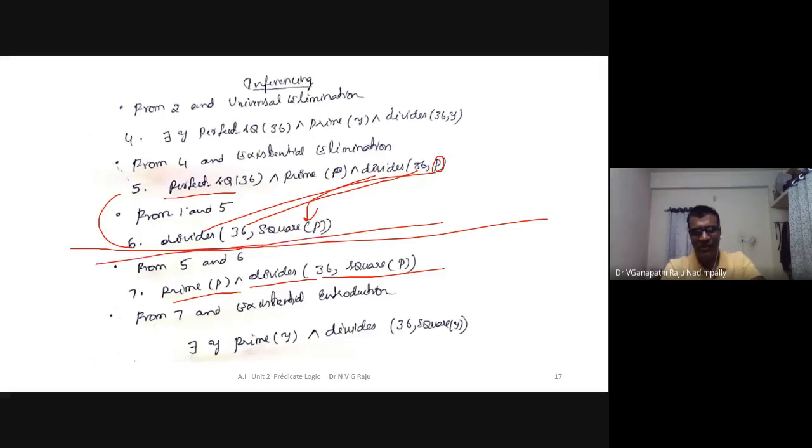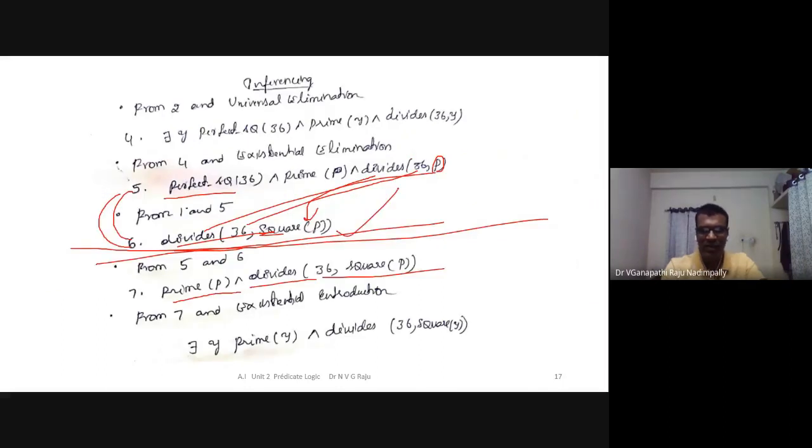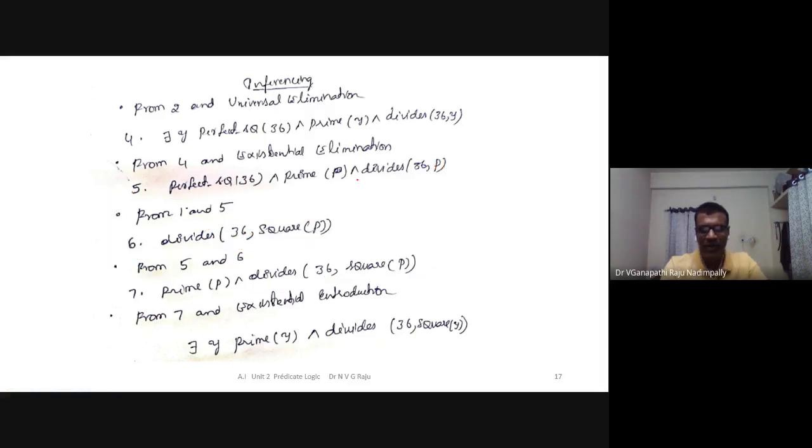From 1 and 5, we got this statement. From 5 and 6, we got this statement. Sorry, we got this statement from previously. Okay, we have done here now. Wherever we have this statement, I am going to replace with divides 36 square of p. Is it okay that we already got it? Not from this statement, we have not got it only from 5. It is from 1 and 5. Now, from 5 and 6, now can I get prime of p divides 36 square of p? I'm sorry, give me a minute, a small misunderstanding. Now here, how did we get this statement?